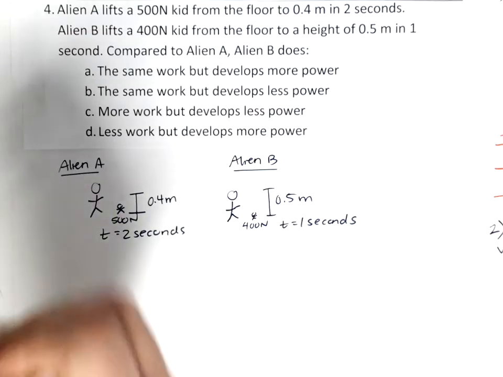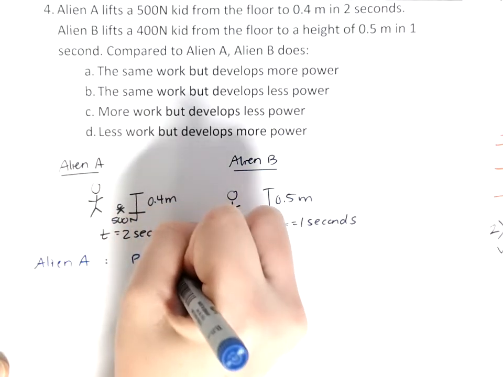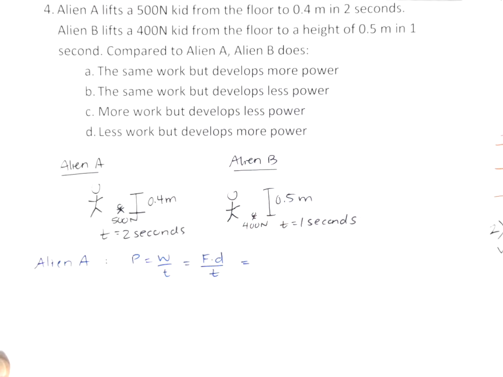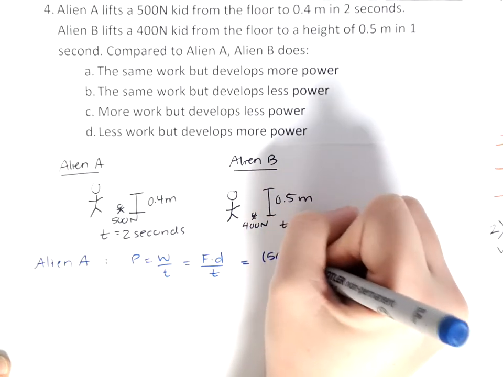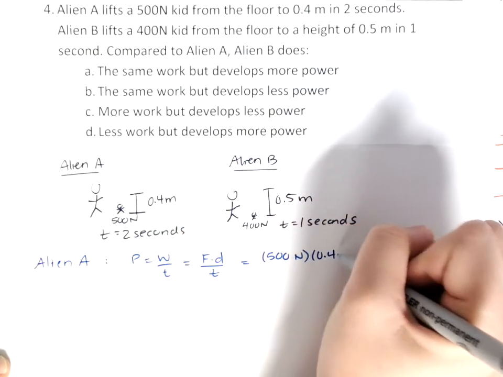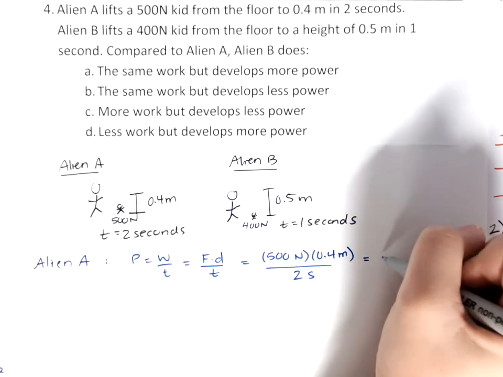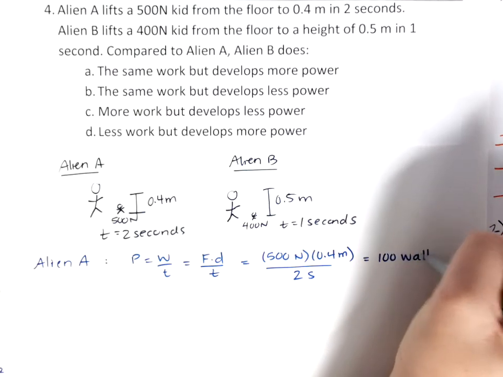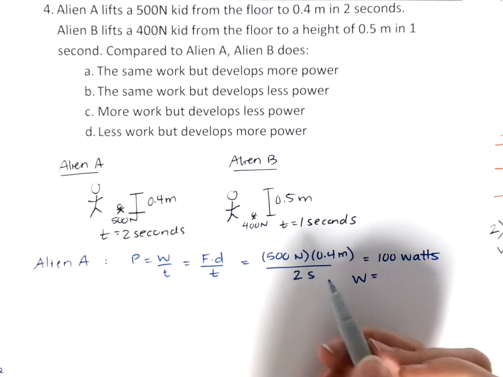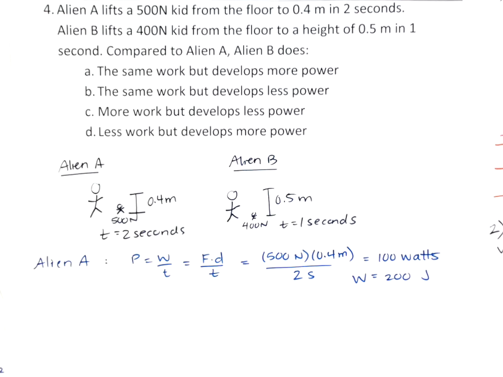So let's do alien A first. We know that power is equivalent to work over time, which is equal to force times distance over time. So we could find our power output, which is 500 newtons, times our distance, which was 0.4 meters, over a 2-second time period, which gives us a power output of 100 watts. And the work is equal to force times distance, so 500 times 0.4, which gives us 200 joules. So this way we can compare the work and power at the same exact time.